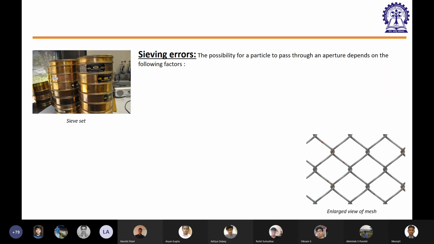So the particles can stick to the mesh, due to some moisture or something. Yes, the particle can stick to the screen. Even moisture, forget about moisture. If you have a particle size which is exactly the same as the aperture opening size, it will not pass through the screen and it will not be on top of the screen. It will go and get stuck in the screen itself. So that can be one reason.